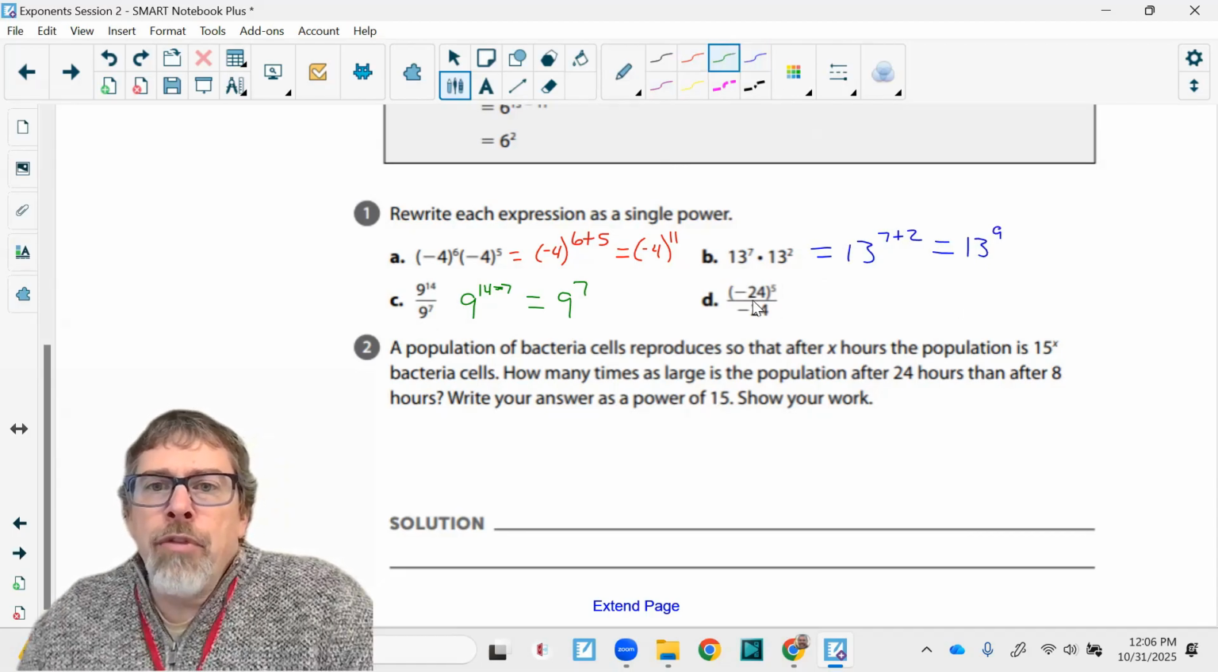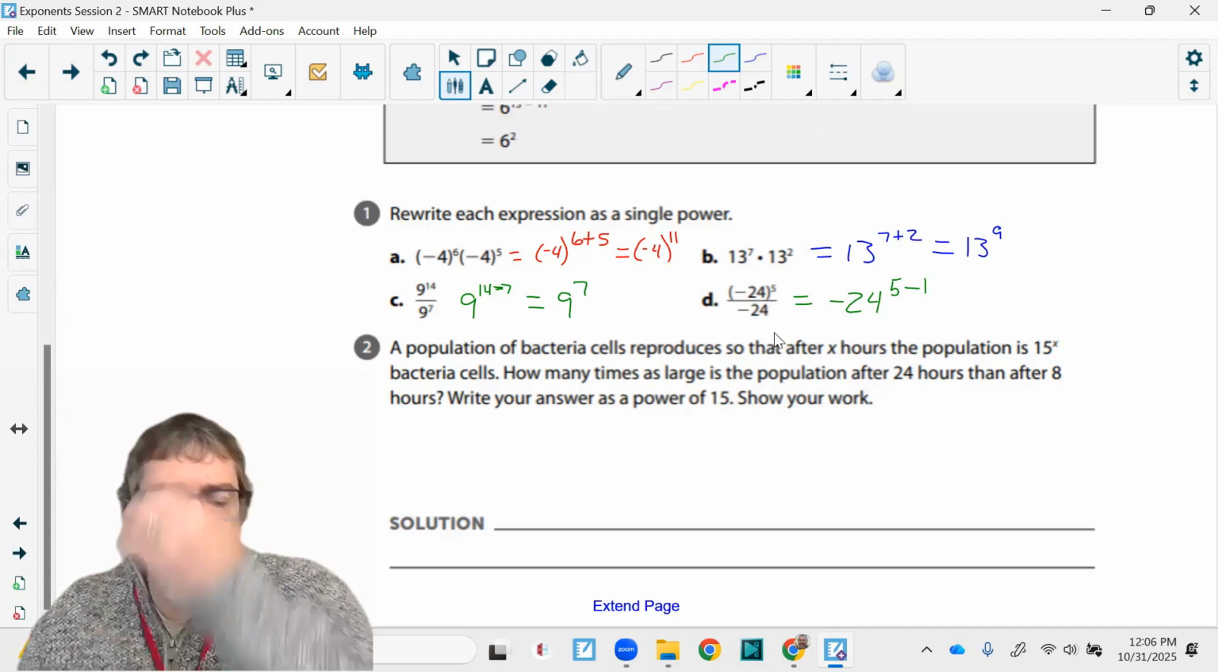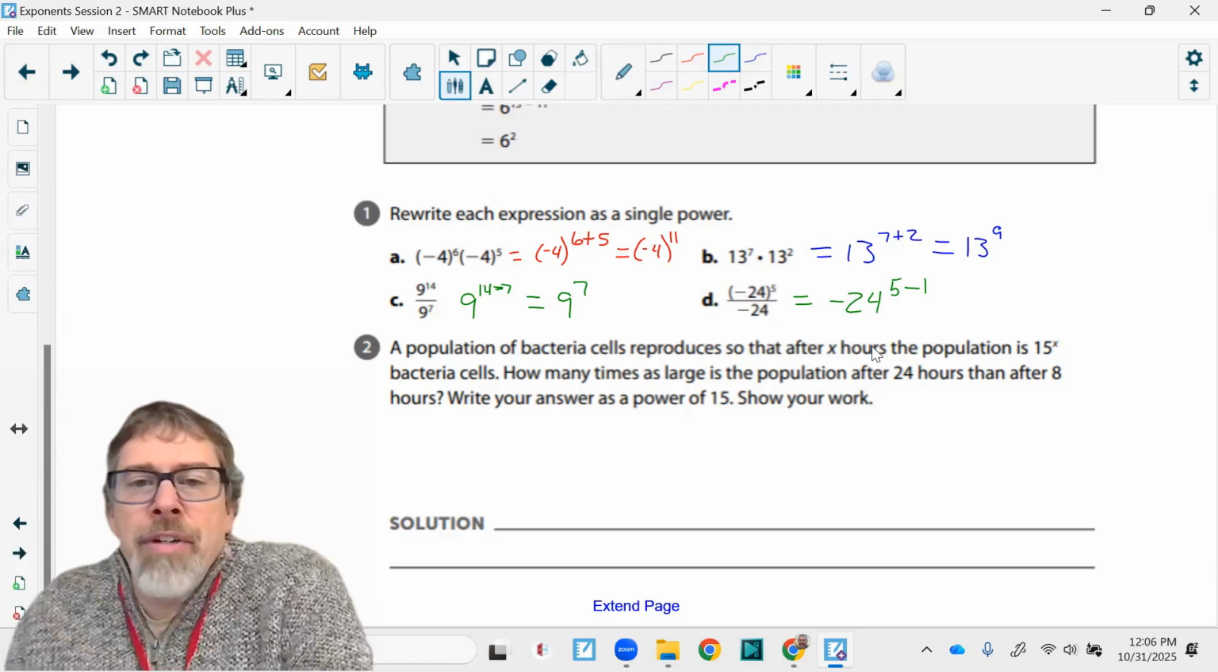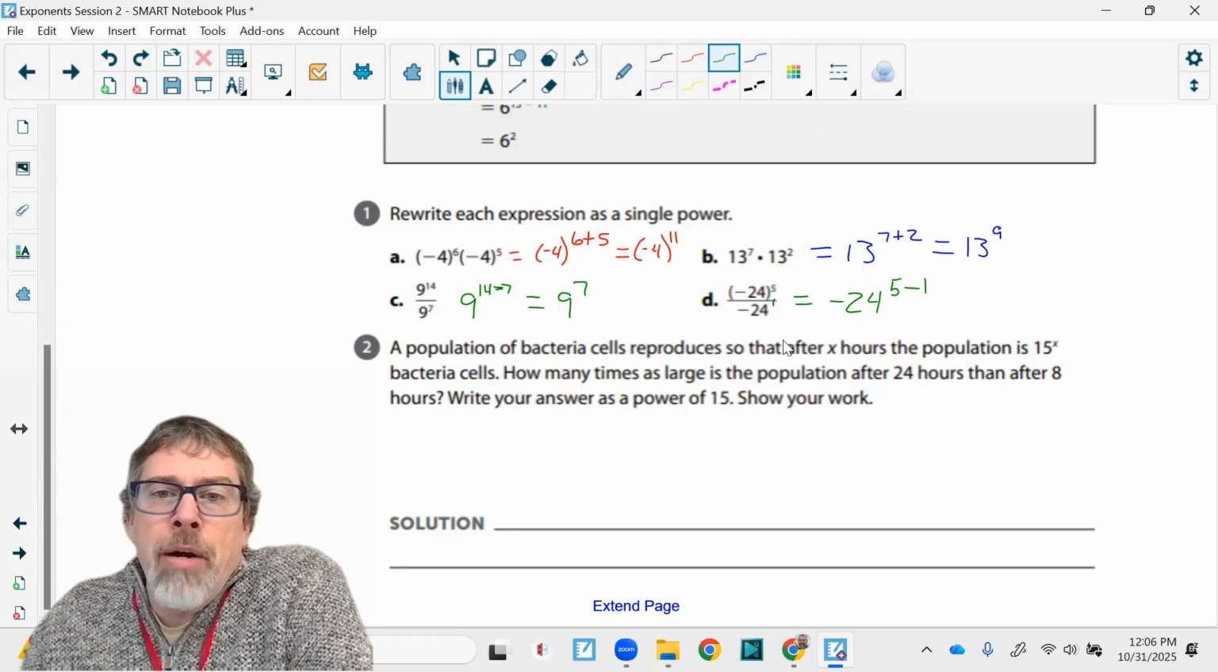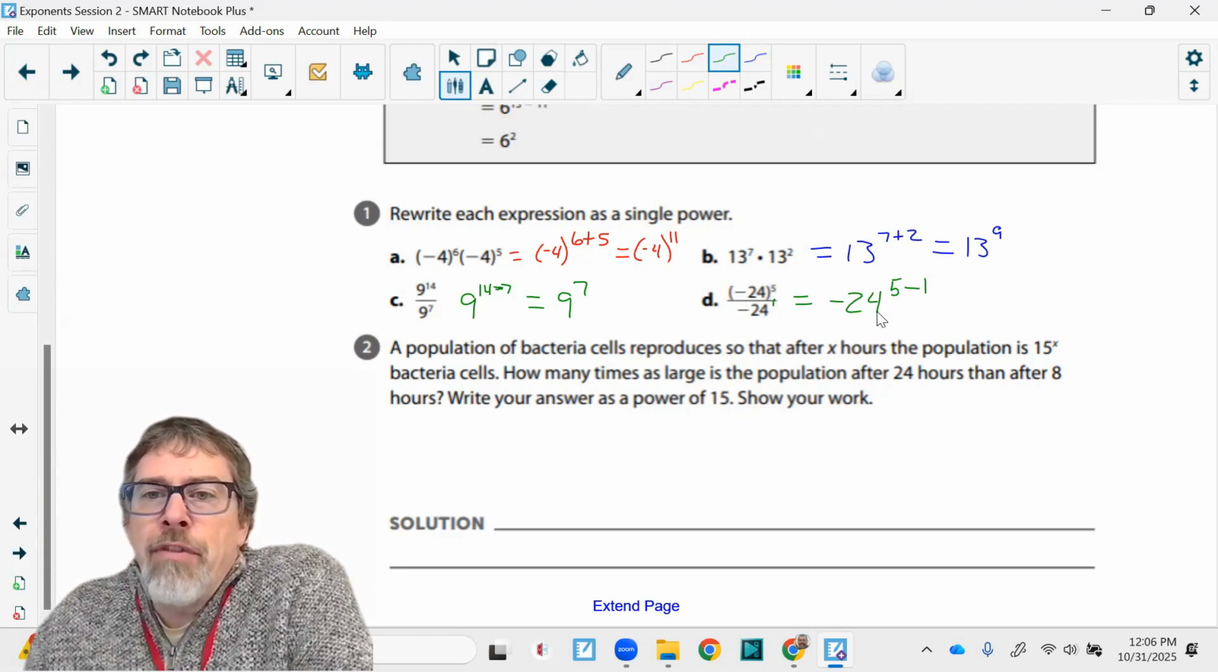Okay, and negative 24, our base is going to be negative 24. And the exponent in the numerator is 5, and we're dividing, so it's minus. And the power of a number without anything up here is a power of 1. Be careful. Powers of 0, anything to the 0 power is 1, and we haven't done that yet. So if there's a number there, it's to the power of 1. So negative 24 to the 5 minus 1 is negative 24 to the 4th power.